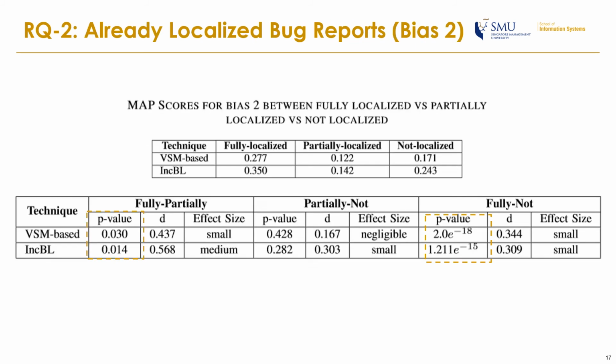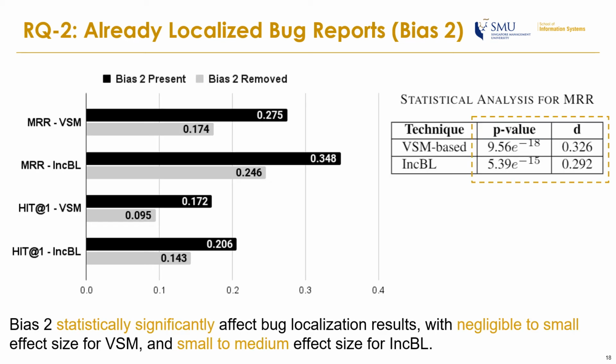The differences between the fully localized, partially localized, and not localized are high and can span from 35 to 85%. We observe that the differences are statistically significant, except for the partially localized versus not localized bug reports. Meanwhile, the effect size results show that it spans from negligible to medium. The results between fully and partially localized versus not localized show that the difference is significant.